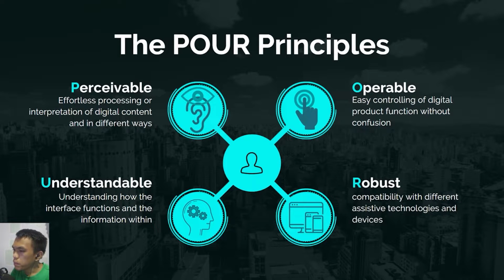Now, the four principles of web accessibility, more commonly known as the POUR principles, are guidelines that help improve the interaction and satisfaction of the users when browsing websites. POUR stands for perceivable, operable, understandable, and robust.